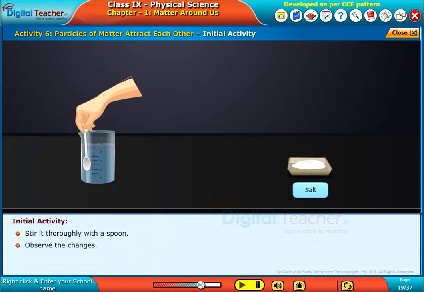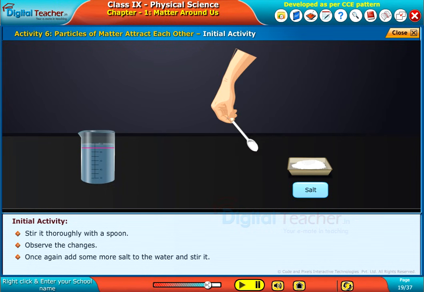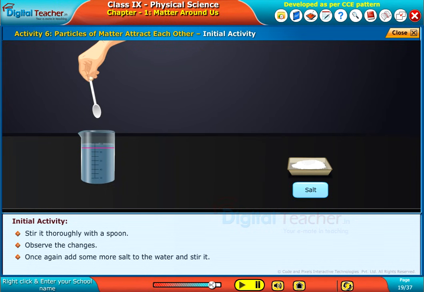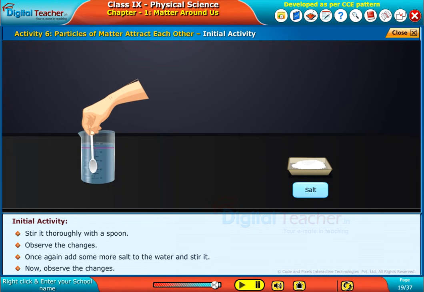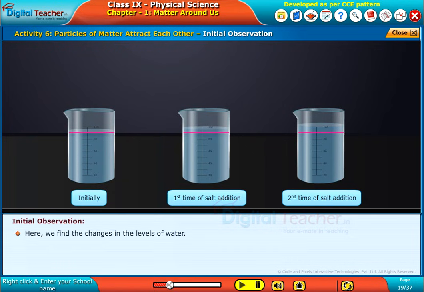Observe the changes. Once again, add some more salt to the water and stir it. Now, observe the changes. Here, we find the changes in the levels of water.